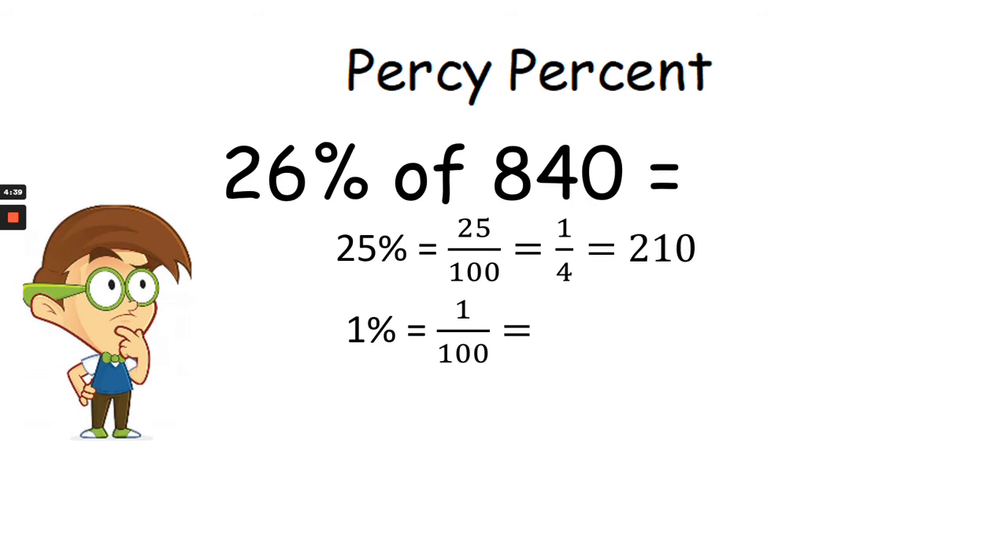Percy also knows that 1% means you find 1/100th of the number you want. So 1/100th of 840 is 8.4. And then we add those both together and we'll find 26%. 218.4. Well done if you got that one, Year 6.